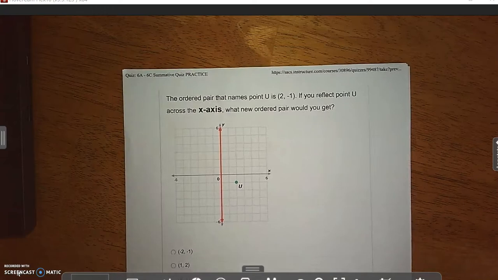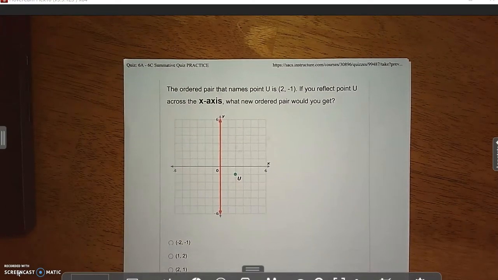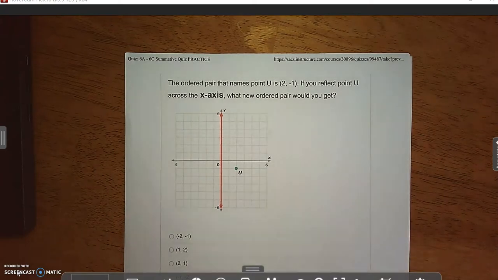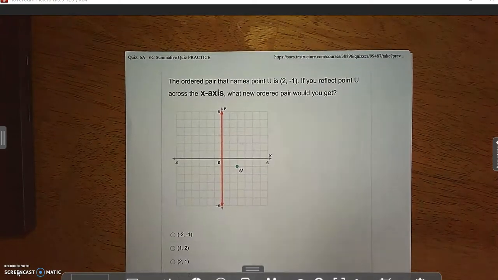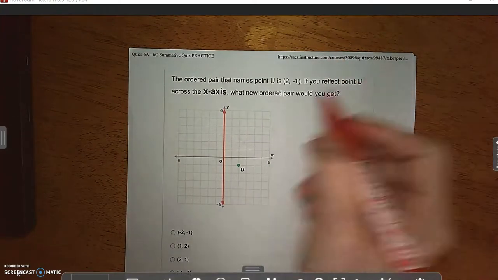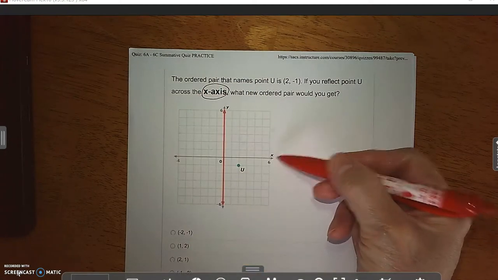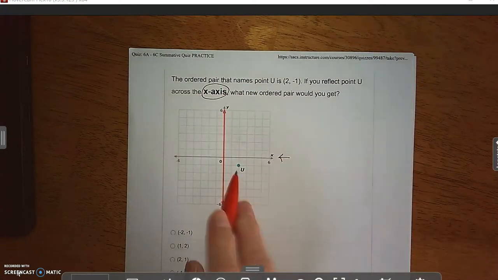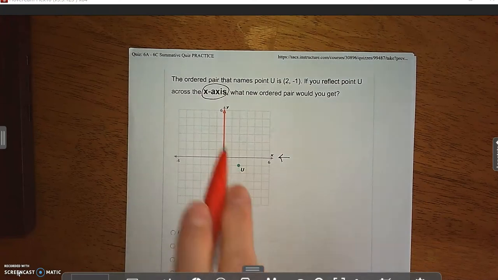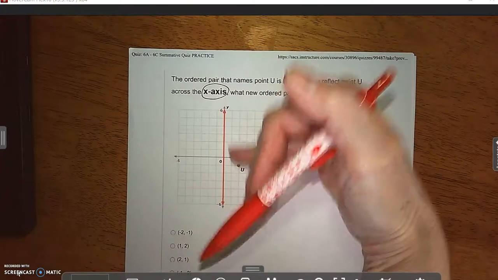Question 12 says the ordered pair that names point U is 2, -1. If you reflect point U across the x-axis, what new ordered pair would you get? Some of you messaged me because you were confused about this, so this would be a good one to spend some time with here. So first of all, we need to remember that we're reflecting across the x-axis. And remember, this is the x-axis right here. So we want this point to be mirror imaged across this line. If I was holding a mirror up here, where would it fall?